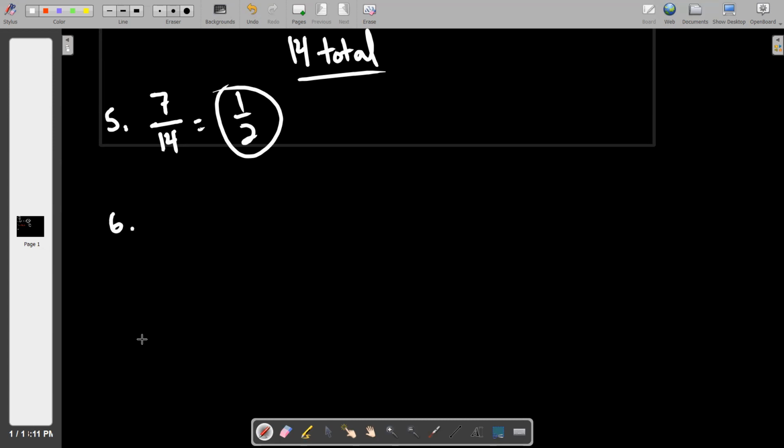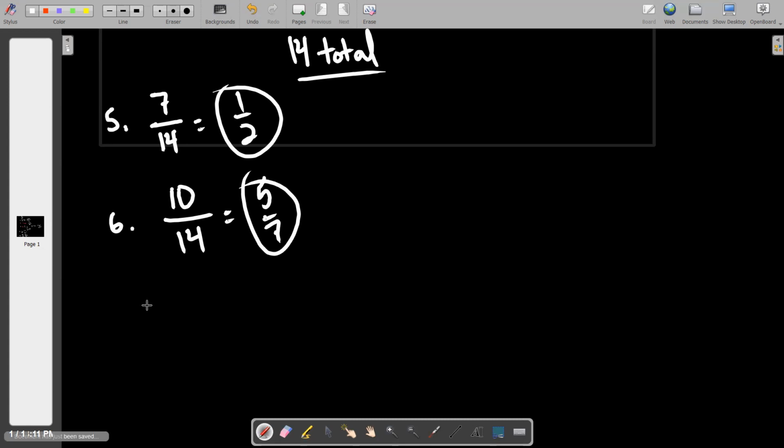Question 6 says, if you randomly select a marble, what's the probability that it'll be yellow or blue? Remember, the key here is that the bottom is still 14, but the top is the sum of the yellows and the blues. Yellow plus blue is 10, and 10 out of 14. You should all have 5/7ths on this one. If you don't reduce, you'll just get dinged, which I hate. I don't like taking points off like that.